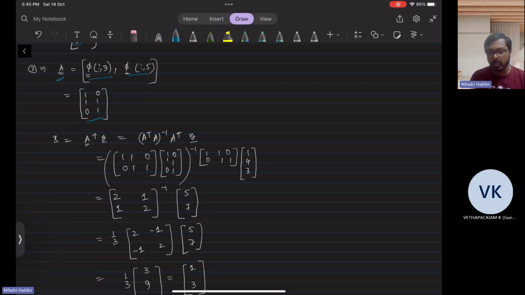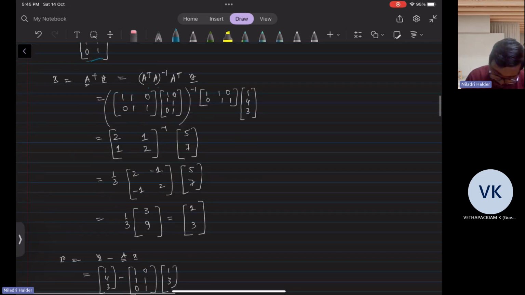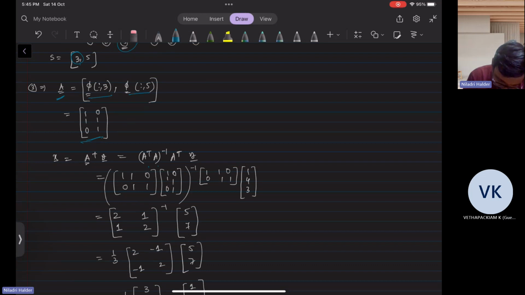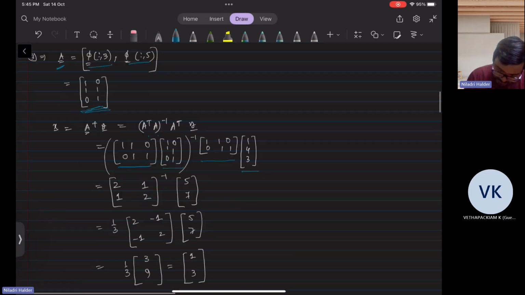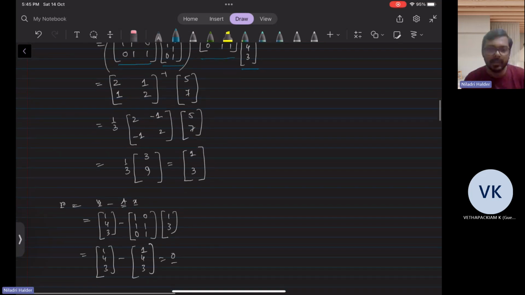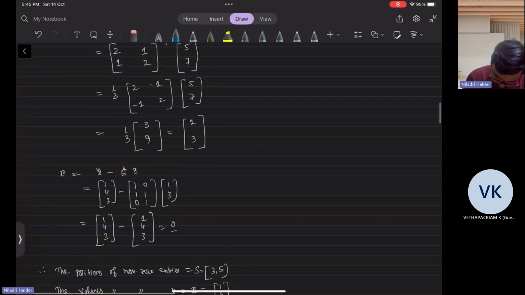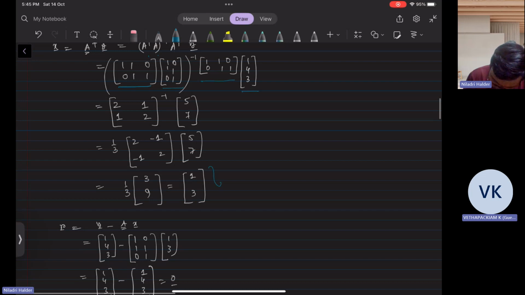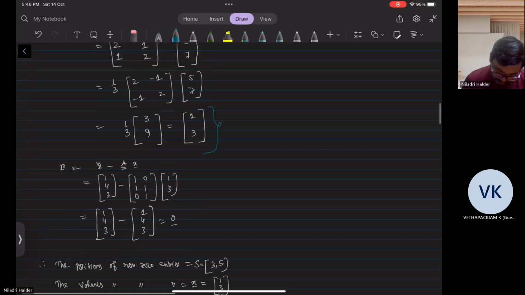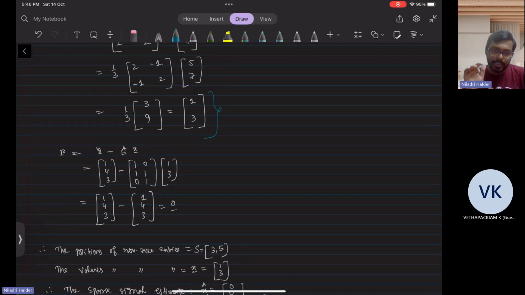Then I'll find out x again. x is equal to A dagger y. A dagger means (A transpose A) inverse A transpose y. So A is this matrix, then A transpose A inverse into A transpose y. So I am calculating that here. After a few steps, I am getting x is equal to 1 3. This is a vector.